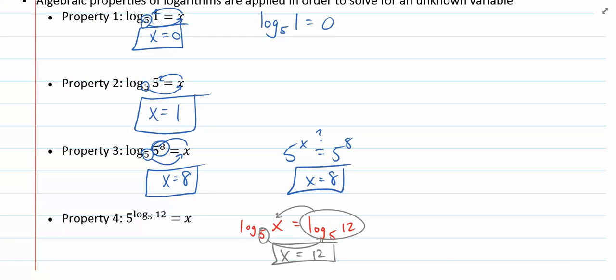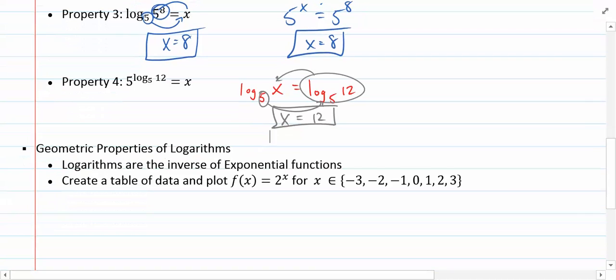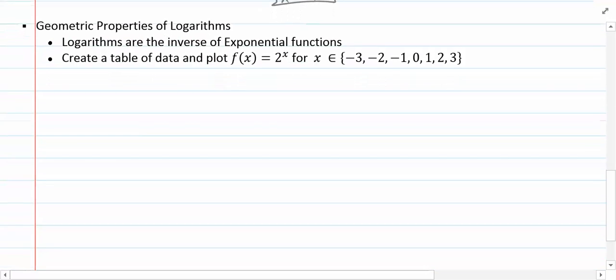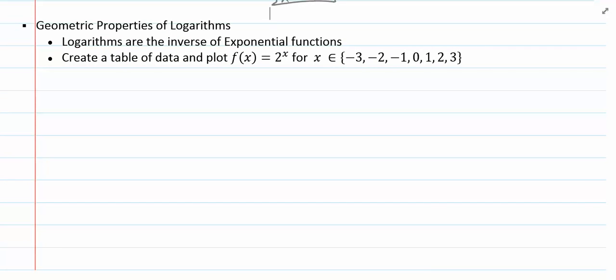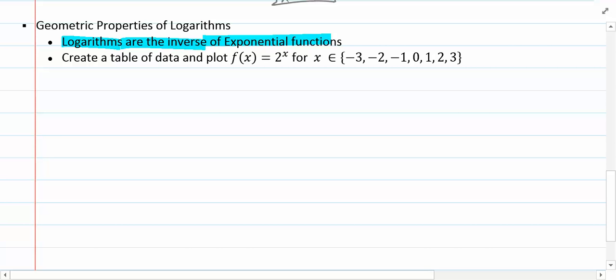I'd like to finish out this video with two examples of the properties of logarithms in terms of the geometric sense, what these will look like. And again, remember from the start of this week, we said that logarithms are the inverses of exponential functions. So what I would like to do is create a table of data points for x and y, and then turn around and plot the function f of x equals 2 to the x power.